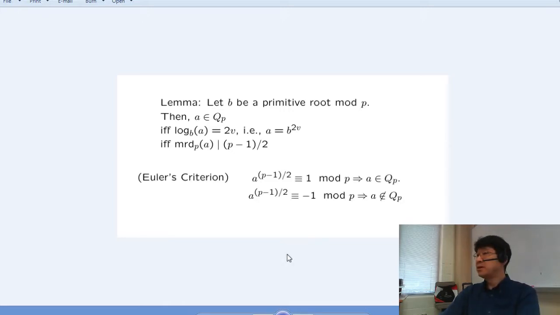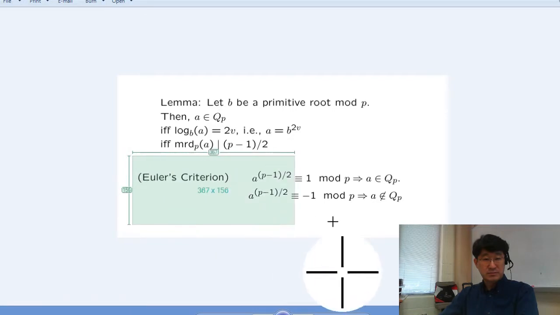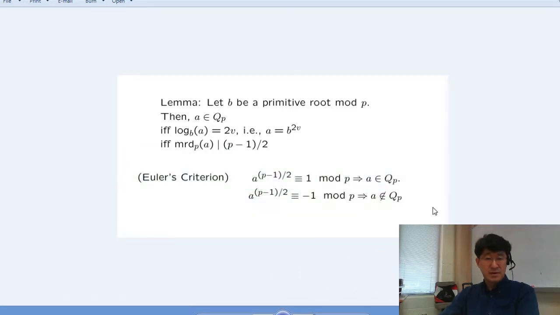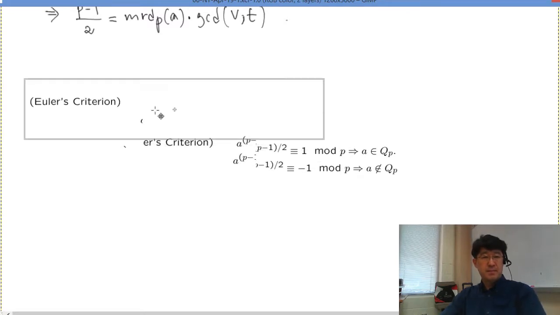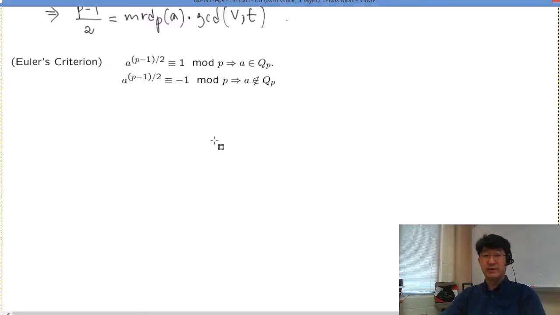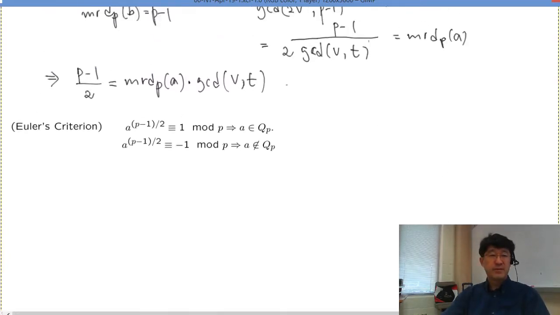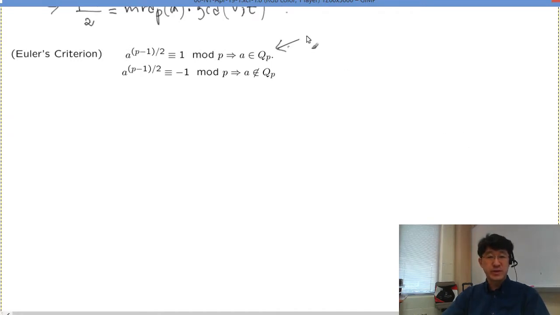So here's where clever Euler kicks in. But have confidence you can prove this thing. Euler did it, but you're ready to prove it. So what is the exercise number? 5. So I want you to prove this one, exercise number 5. If a to the p minus 1 over 2 is congruent to 1 mod p, Euler claims that a is a quadratic residue.